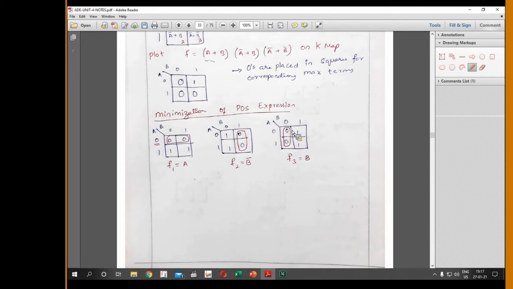Next, F3: column wise these two are paired because these two are adjacent. So A is 0 and A is 1 row wise. A is not common for these two max terms. Only B, with a 0 assigned, is common for both max terms. Hence, in the minimal expression that we have to represent, F3 is equal to B.